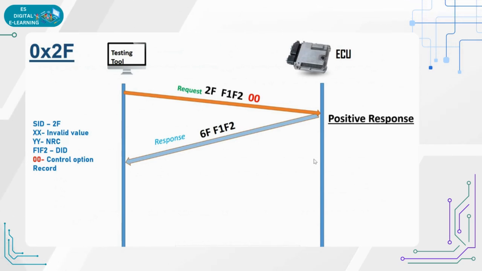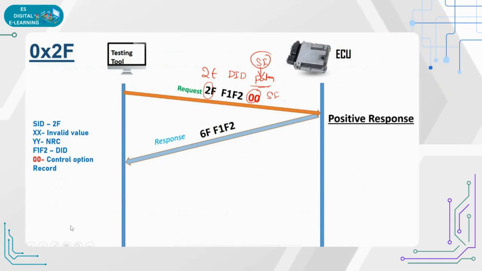F1 and F2, it is similar to 2E. Instead of 2E, we are making a 2F, and the 2E has data, but it is not data in 2F, it is a sub function. Remember this, with the help of the sub function we are adjusting it. So in 2E we have this data, but in 2F it is a sub function. Just for your remembrance, I am explaining this.